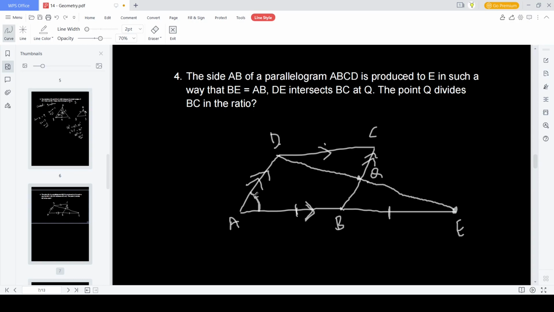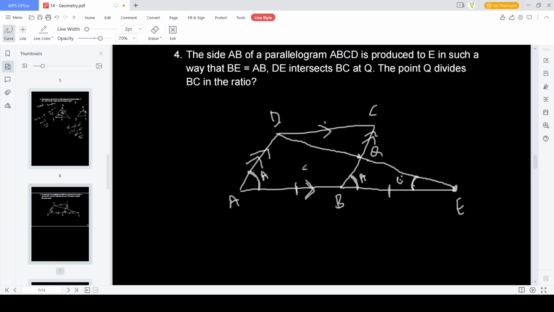I can write this angle is equal to this angle because of corresponding angles, correct? So I can write this angle is A, this angle is A, and this angle I'll call it some angle E. Now if we see the two triangles, they look to be similar. Which two triangles? The triangle DAE and the triangle QBE. Why? Because angle A is equal to angle A. Angle E is common in both. Hence, using the AA criterion for similarity, the two triangles are similar.